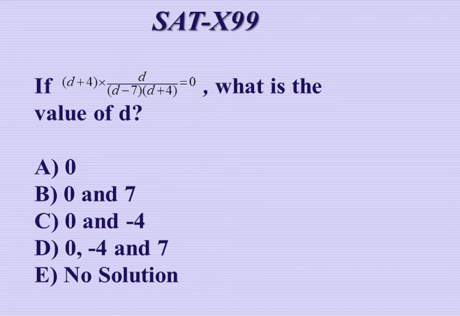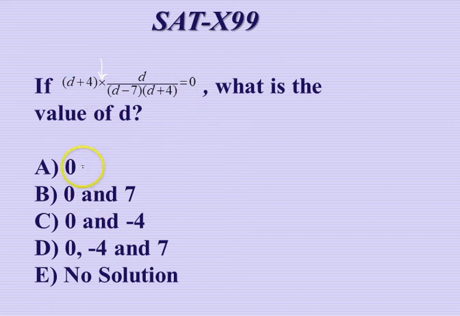SAT example number 99 is asking for the value of D that'll make that equation true. Well, if you look at the equation, you've got a left-hand side which looks kind of complicated, but the final product of those two things has to equal 0. So somehow, what value of D is going to make that equal to 0?